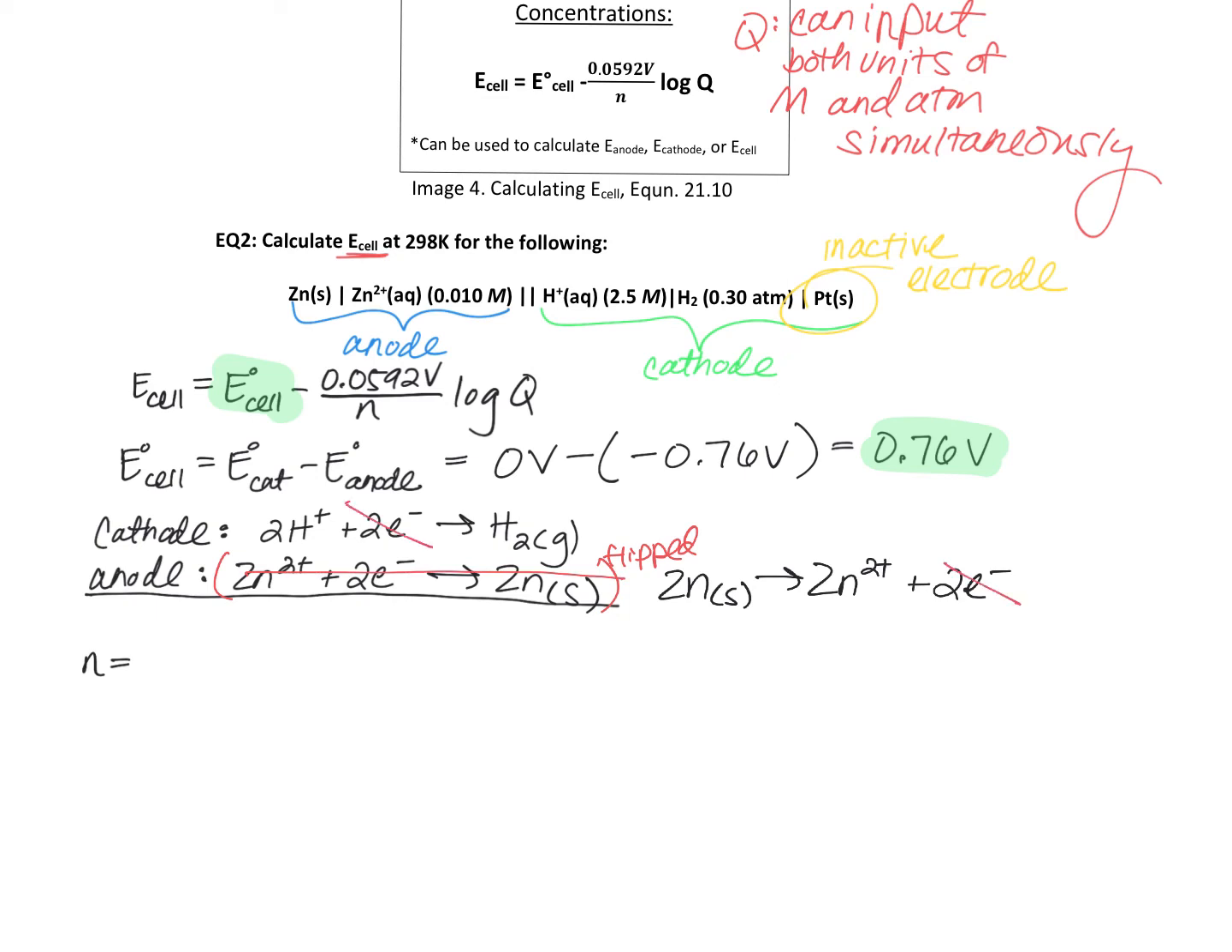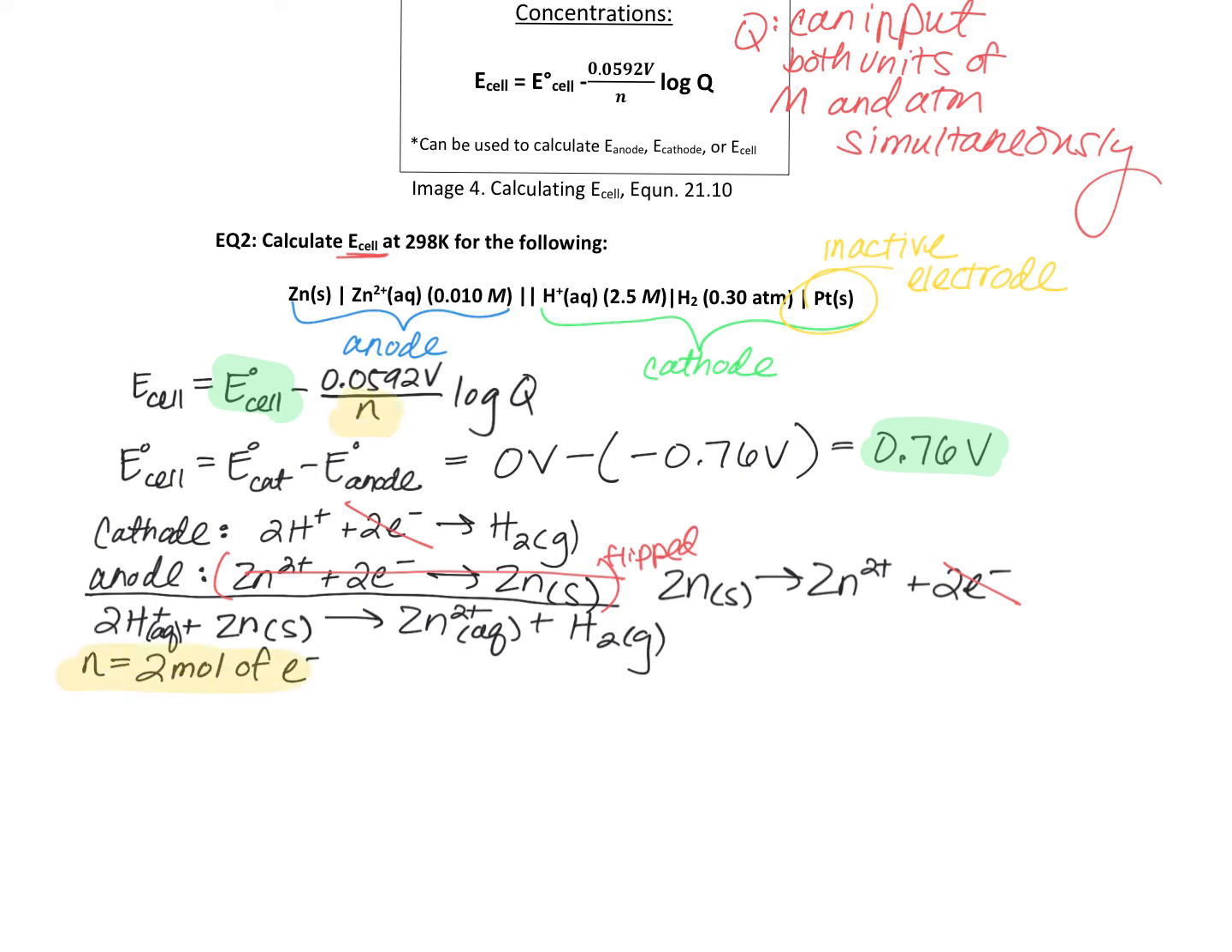So my final balanced reaction is 2H+ plus zinc goes to Zn2+ plus H2 gas. So n then is 2 moles of electrons. That's how many moles of electrons are being transferred. Let's highlight that.